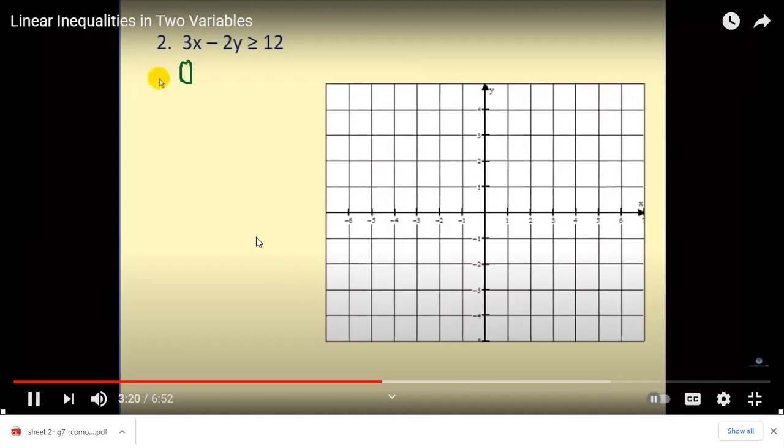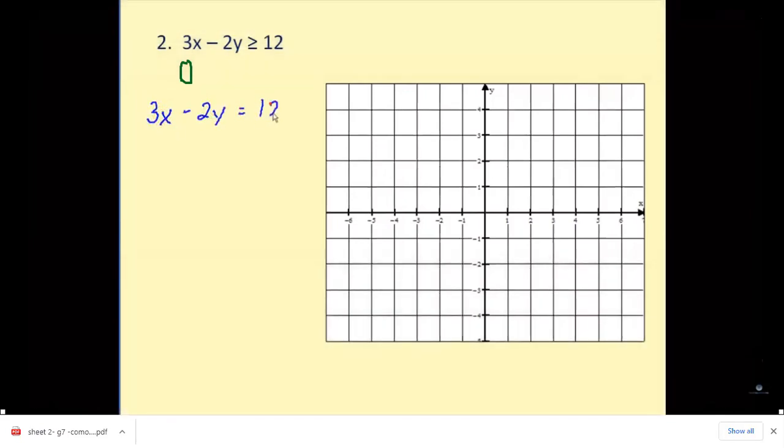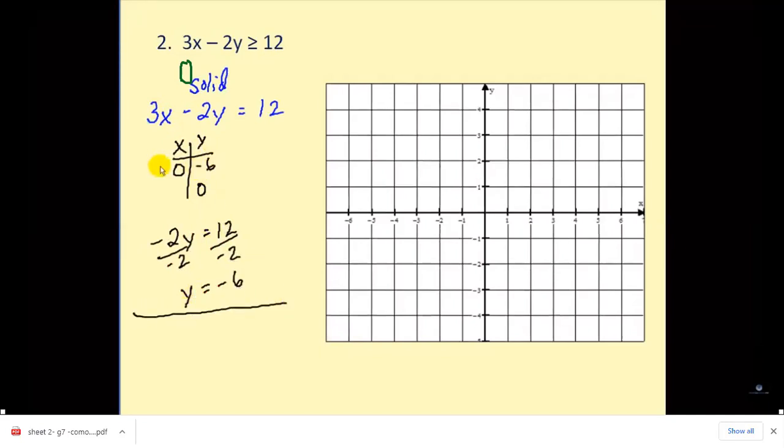So step one, we will graph the line 3x minus 2y equal to 12. Because it's greater than or equal to, it'll be a solid line. Now this does not solve for y, so I'm going to just find the x and y-intercepts by setting x equal to 0 and y equal to 0 and completing this table. If x equals 0, we have negative 2y equal to 12, dividing by negative 2, a y-intercept of negative 6. Now, set y equal to 0. We have 3x equals 12, dividing by 3, x equals 4.